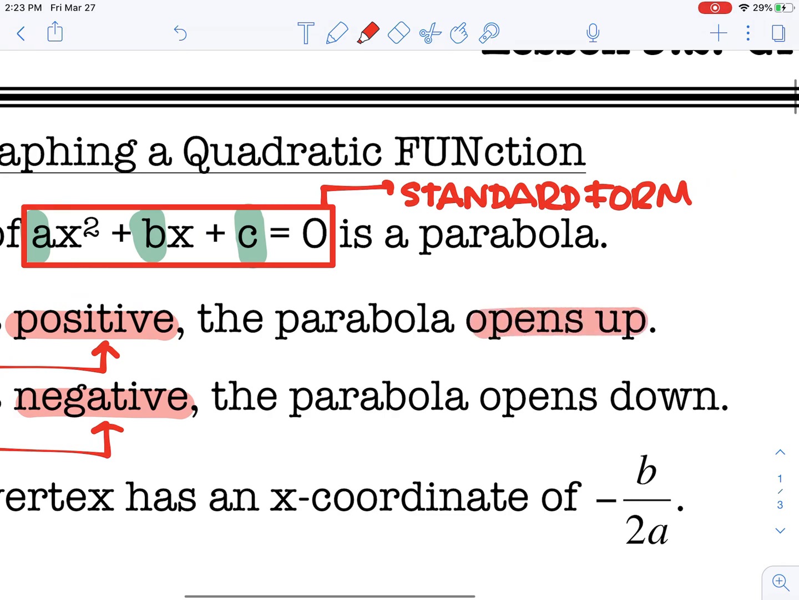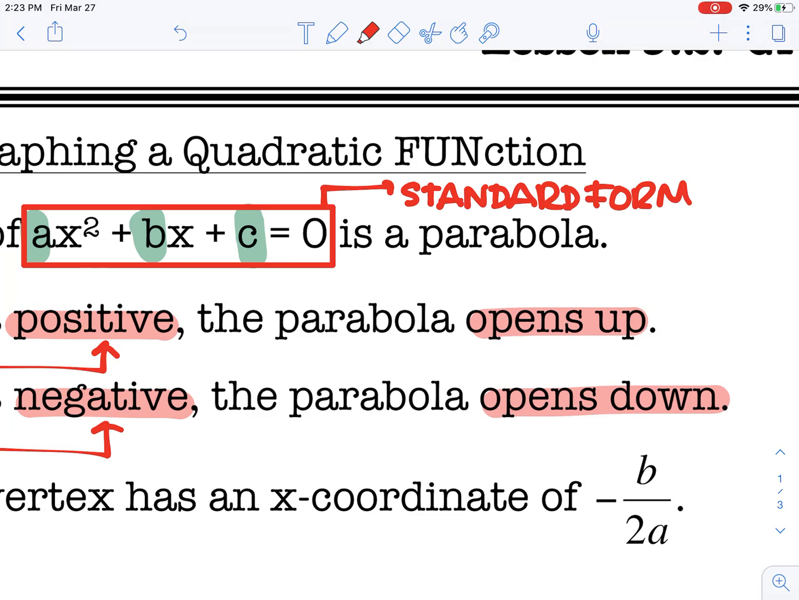If it's positive, it's going to open up. If it's negative, it's going to open down. One of the reasons why this is nice is sometimes if you get to an equation on a standard assessment, it may just ask opens up or down, or you may have some type of matching, and you may be able to narrow down which equations go with which graphs just based on this orientation. So using it can be very important to you.